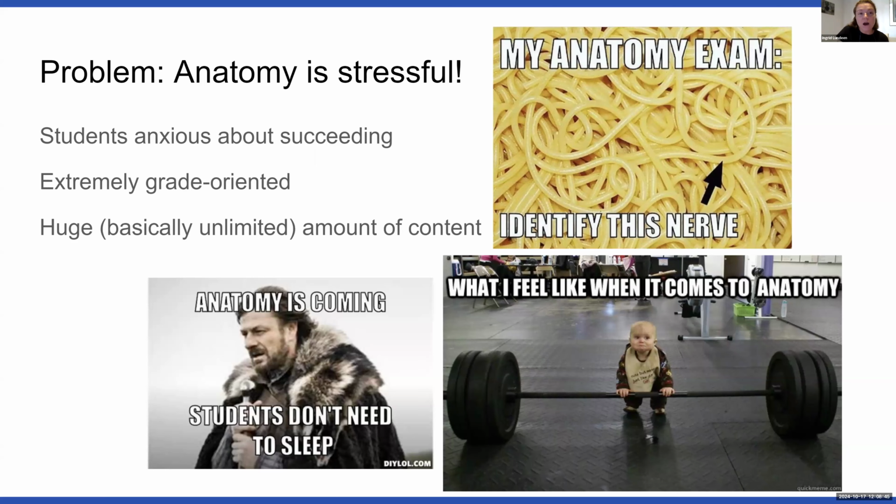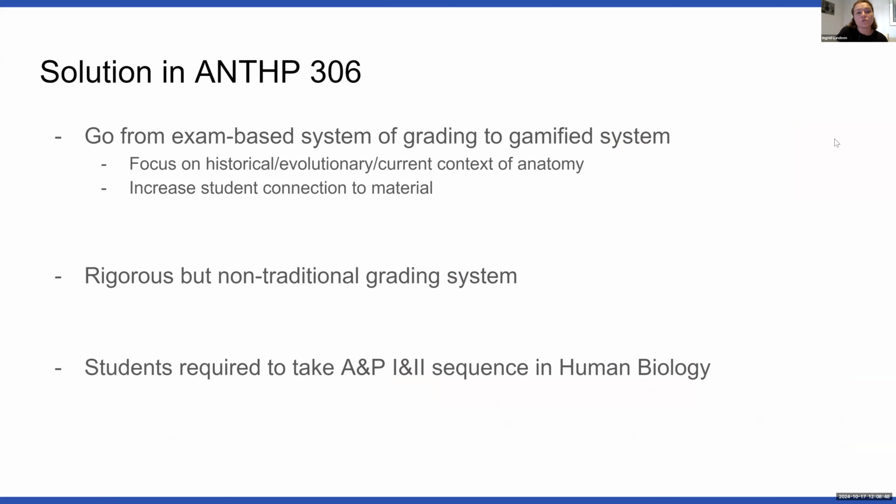anthropology department. So I was going to try to go from this sort of traditional 3 exam-based system of grading to a gamified system, so that I would be able to focus a little bit more on different contexts of anatomy, be it historical context or evolutionary context, maybe current events, in an effort to increase student engagement with the material and student connection to the material. I wanted to make sure that this was rigorous but non-traditional in a way that allowed them to engage with it in a different way.